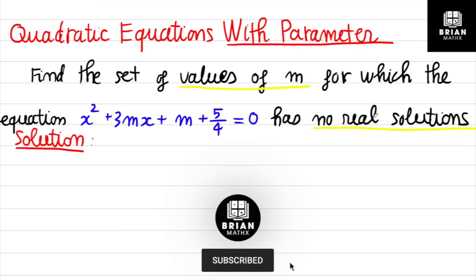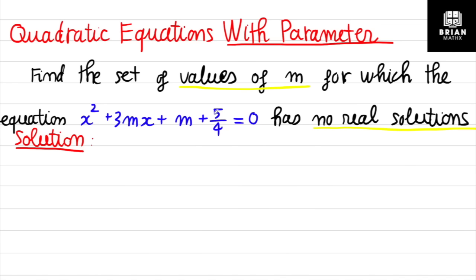And then you have here x squared plus 3mx plus m plus 5 over 4 equal to 0, with no real solution. What does that mean? The discriminant has to be negative. So the condition for the quadratic equation to have no real solution is that the discriminant will be a negative value, or less than 0.